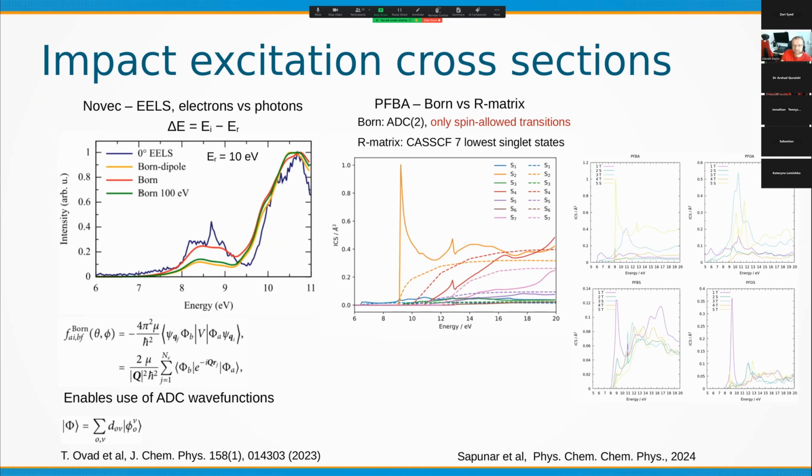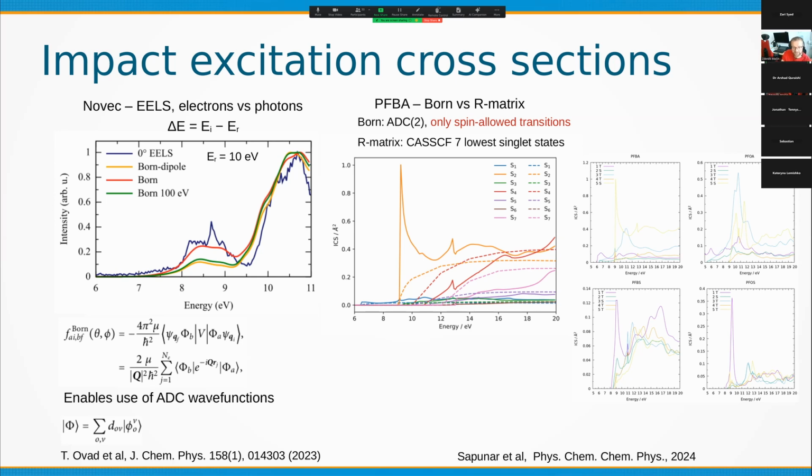So this red curve is the result calculated with the Born approach, whereas in comparison, this pure Born dipole approach, which is essentially photoabsorption, is the yellow line. This works pretty well because the molecule has a very large dipole moment, and so the contribution to the cross section at zero energies is through small angle scattering, which happens at large distances from the molecule.